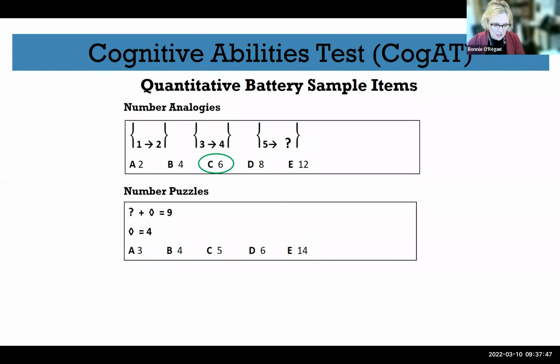In number puzzles, each question presents an equation in which elements are missing. Students must substitute numbers for the missing elements and solve the equation.